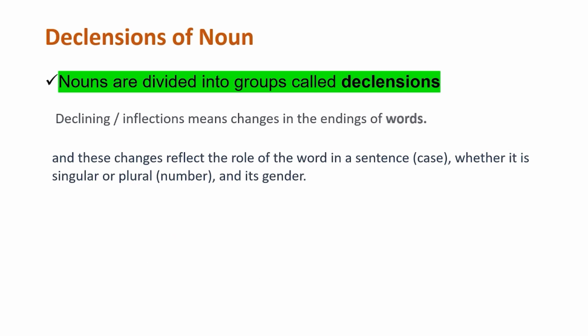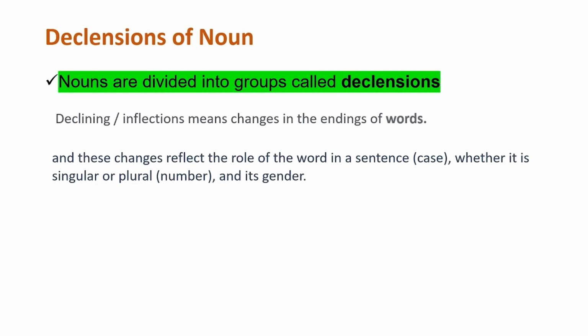Now let us see what are declensions of noun. So if you remember this highlighted in green, it's very simple. Nouns are divided into groups and these groups are called declensions. Very easy to remember. Don't get confused between declensions and cases. This is quite confusing, but though they are related, they are different. How are they different? So I'll reiterate.